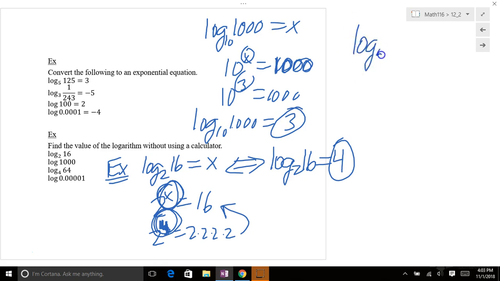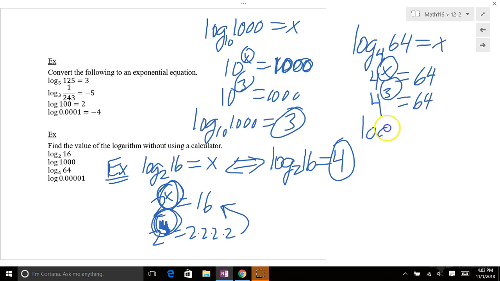Log base 4 of 64 is the next one. Set equal to x. Solve for x. 4 to the x is 64. Well, how many 4s does it take? 4 squared is 16, but 4 to the third, 4 times 4 times 4, is actually 64. So again, x is 3 in this case. So log base 4 of 64 must be 3.